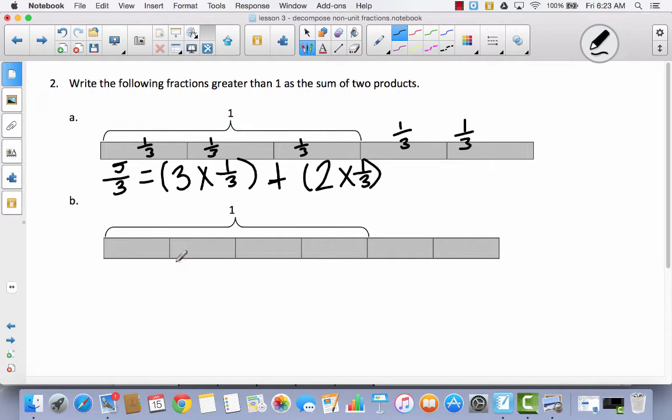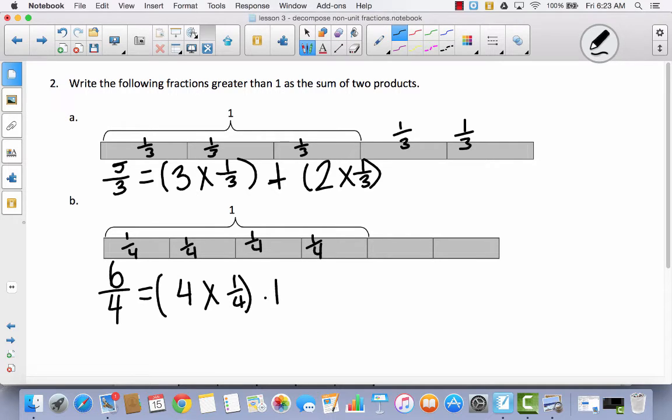This is new. So again, here's my whole. It's divided into 1, 2, 3, 4 parts. So I know that these are fourths. I have 1, 2, 3, 4, 5, 6 of them. So this is 6 fourths. So I'm going to write a multiplication sentence to represent the whole. So I've got 1/4, 1/4, 1/4, and 1/4. So instead of writing 1/4 plus 1/4 plus 1/4 plus 1/4, I'm going to say 4 times 1/4.